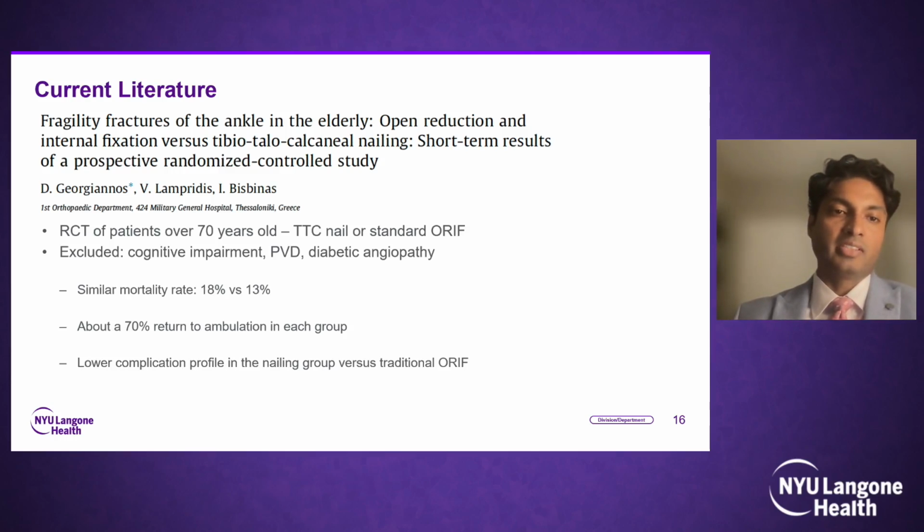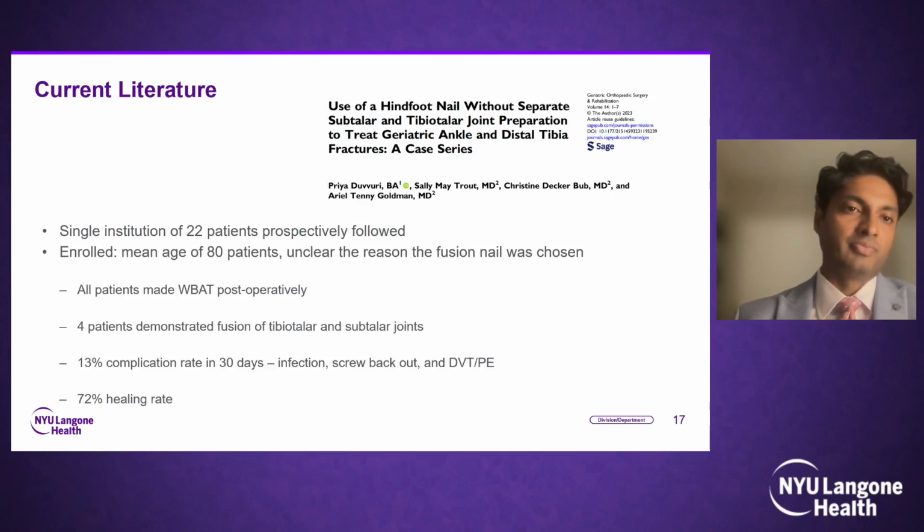But you can see that there's a low complication profile. I think it was almost 3 to 4 times lower in this study for patients treated with a TTC fusion nail compared to traditional ORIF. And keep in mind that these patients did not get any joint preparation. So they had a nail percutaneously placed, they were made weight bearing as tolerated, and they had standard follow-up. And the nail was removed in some patients if they requested.